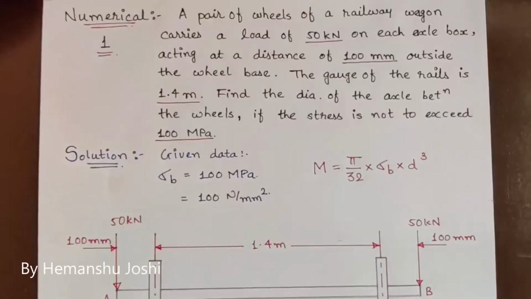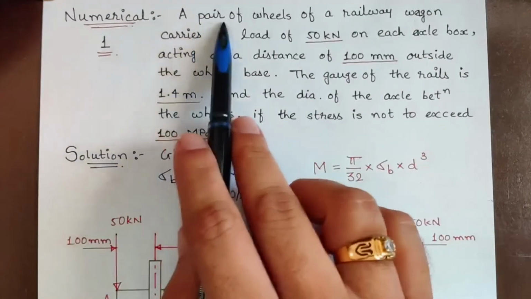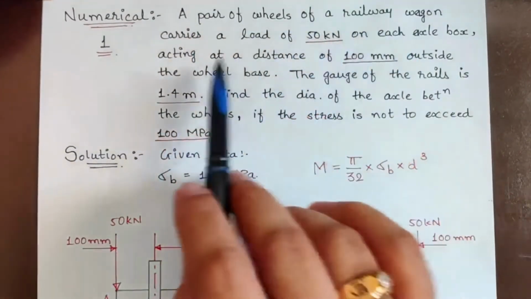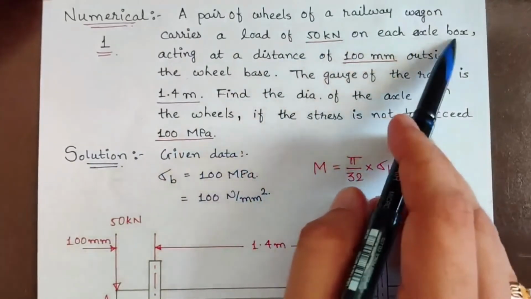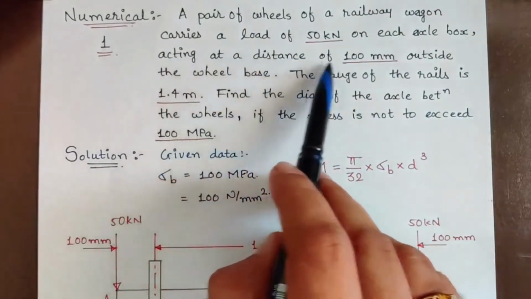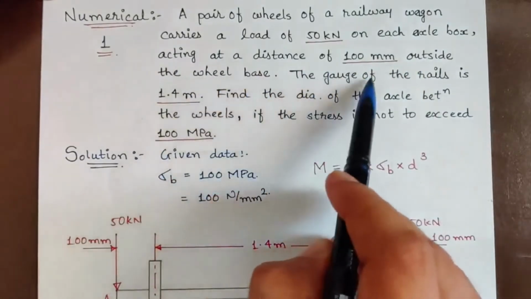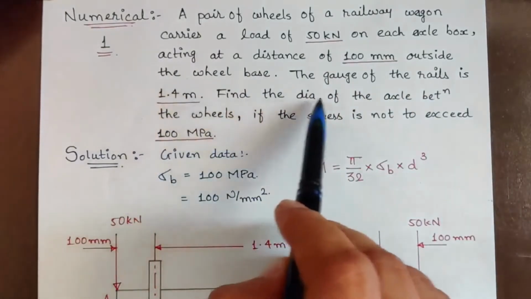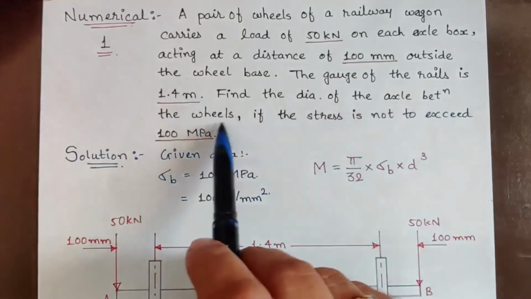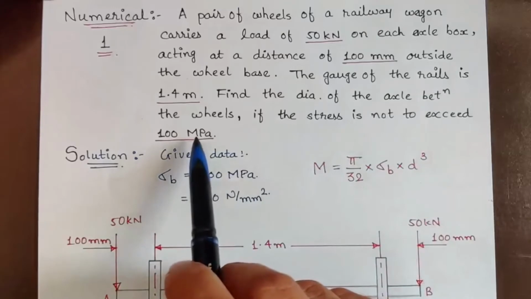Now let us solve one numerical of a shaft subjected to only bending moment. As per the data, a pair of wheels of a railway wagon carries a load of 50 kN on each axle box, acting at a distance of 100 mm outside the wheelbase. The gauge of the rails is 1.4 meter. Find the diameter of the axle between the wheels if the stress is not to exceed 100 megapascal.